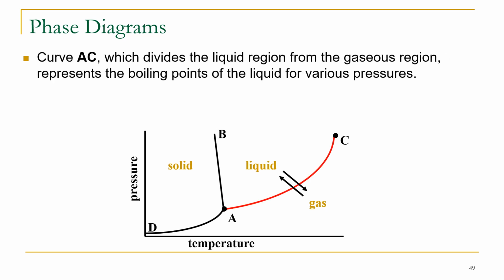Okay, now the curve AC represents the boiling points of the liquid at different pressures. And you can see that it definitely changes a whole lot more with pressure. Temperature and pressure change a whole lot more, so that line is kind of more spread out. But if you're on the line, you've got both liquid and vapor present. If you're to the right of the line, it's vapor. If you're to the left of the line, it's liquid.